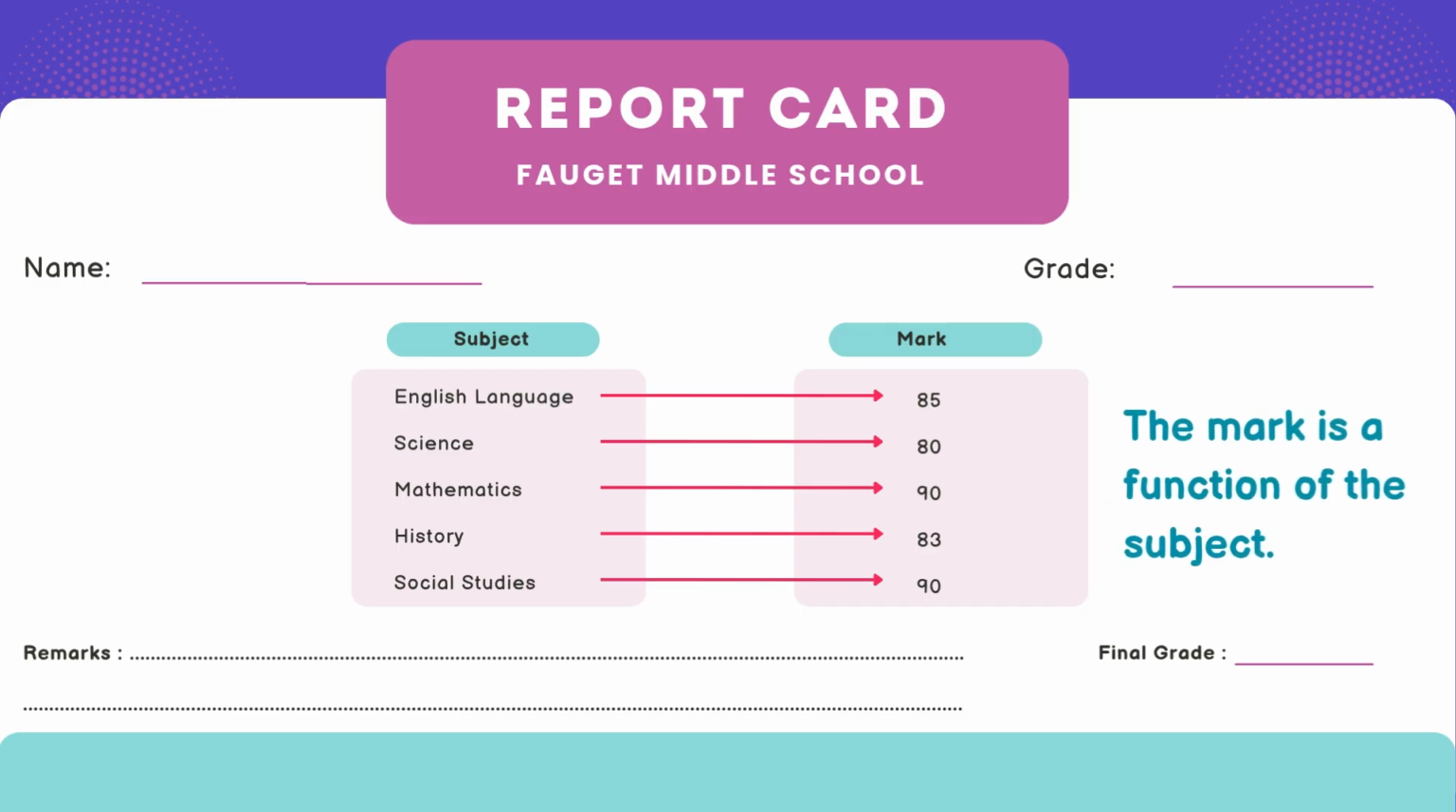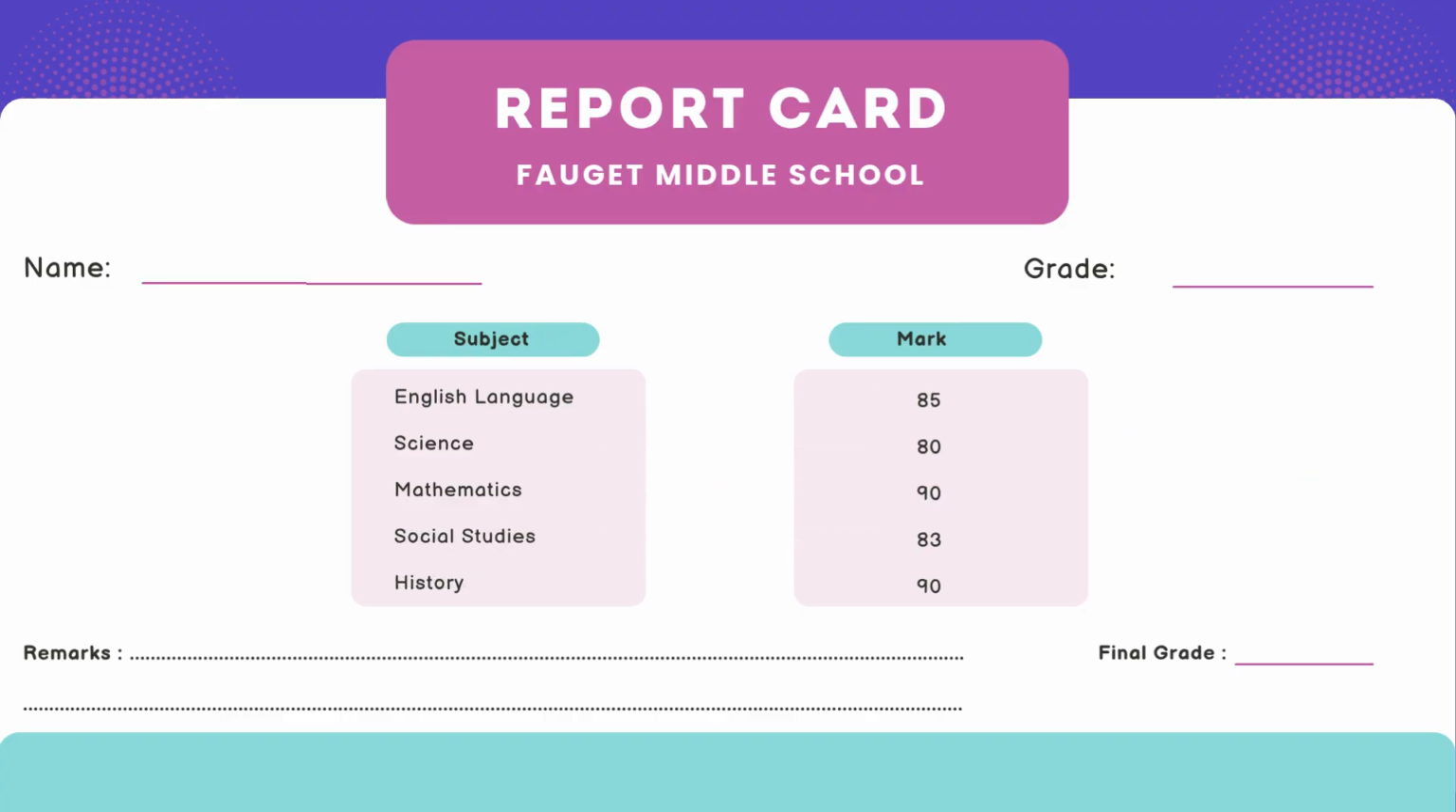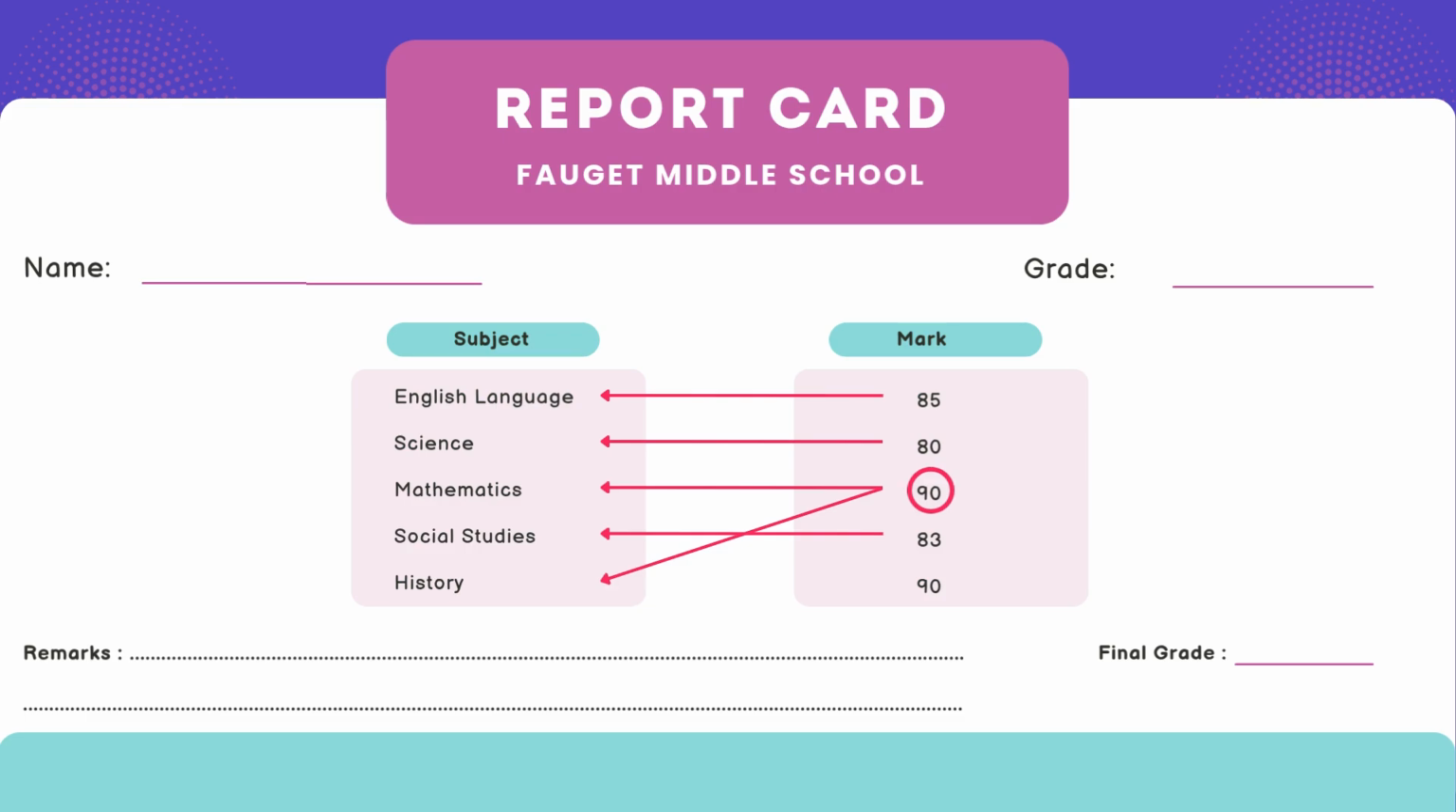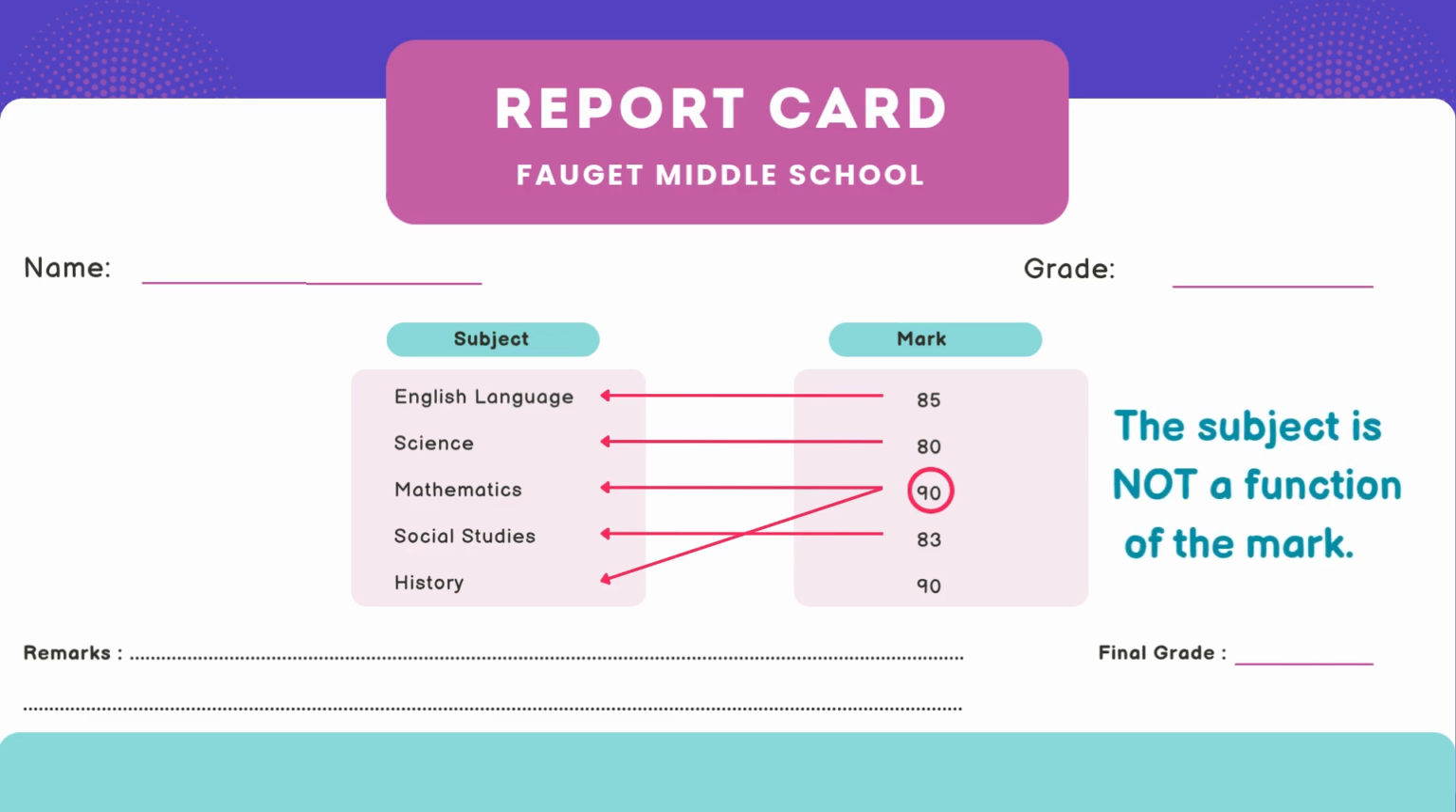Now let's reverse the situation. What if we treat the marks as inputs and the subjects as outputs? In this case, both math and history have the same mark, 90. That means one input, 90, is paired with more than one subject. So the subject is not a function of the marks because a function cannot assign the same input to multiple outputs.